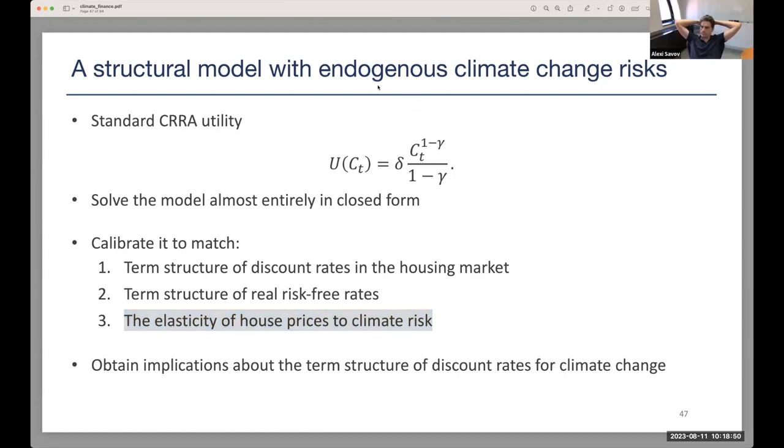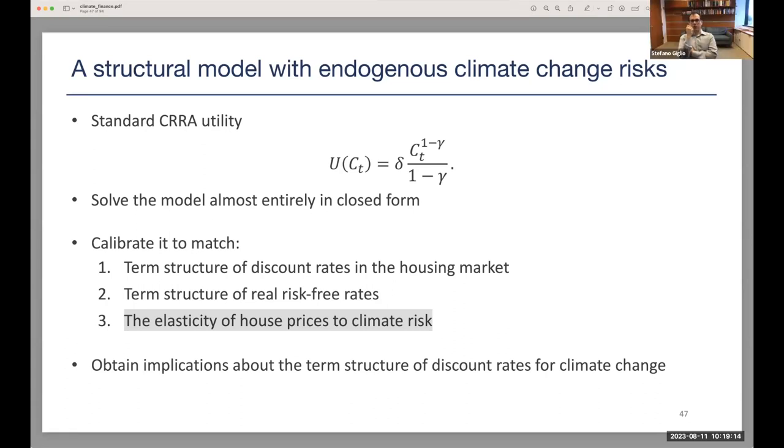We have a question in the chat if you want to take it now. Sure. Meha, do you want to ask your question? Yeah, sure. I just wanted to ask, how do you consider insurance in this setting? Because it's such an important element for the housing markets in general, especially in the areas where there's more climate exposure.